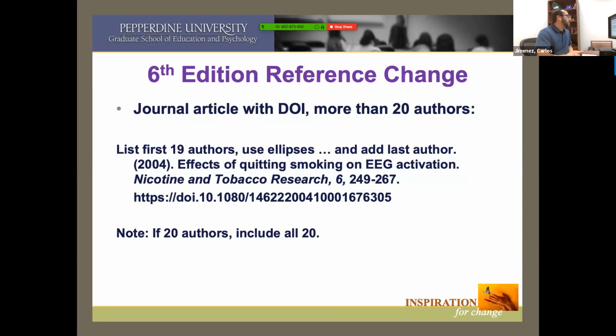And then here's the example of that 6th edition reference change, a journal article with the DOI, more than 20 authors. You're going to list the first 19 and then use ellipses and then add the last author. But all of the other information would stay the same.